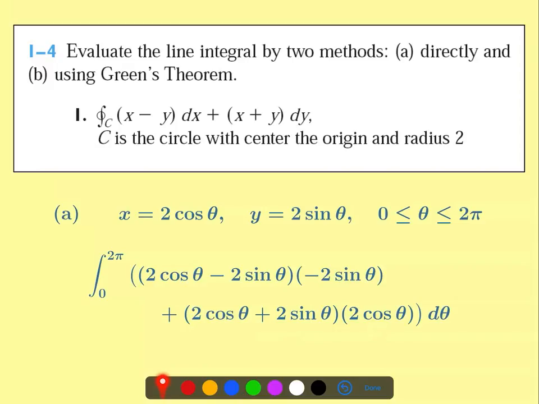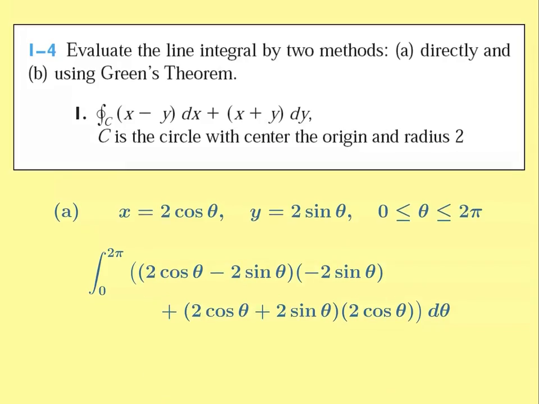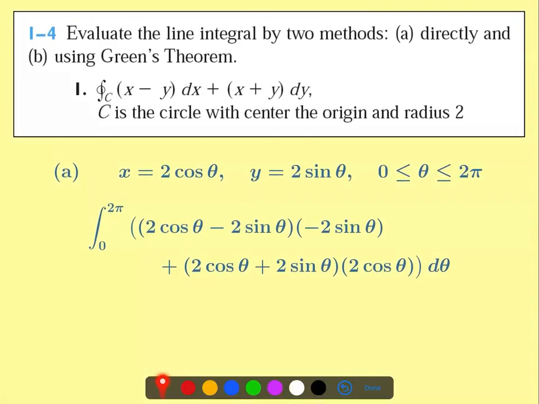You can take the 4 out of that, and you just have sine squared theta plus cosine squared theta, and that's 1. So this is just going to be 4 times 1, or 4. So when we simplify that, we just have the integral of 4 d theta from 0 to 2 pi. That's 4 theta evaluated from 0 to 2 pi, which is just 8 pi. So that gives me the value of this line integral computed directly, and it's 8 pi.